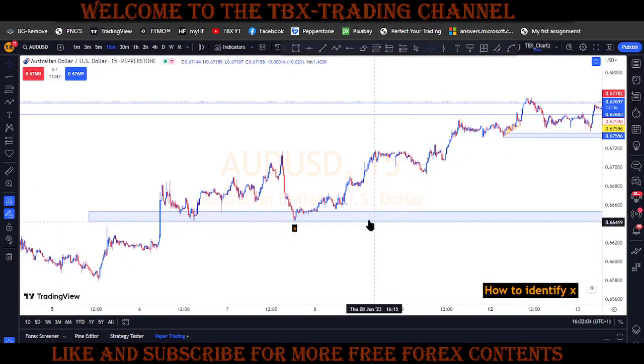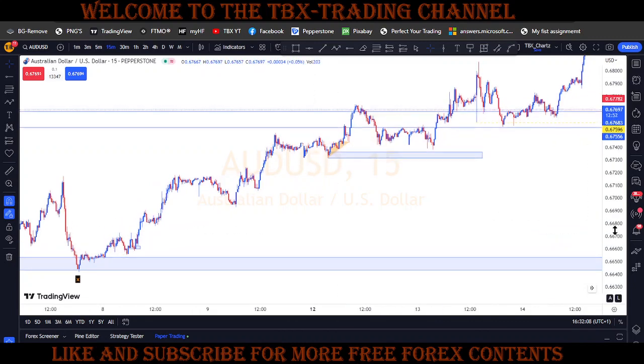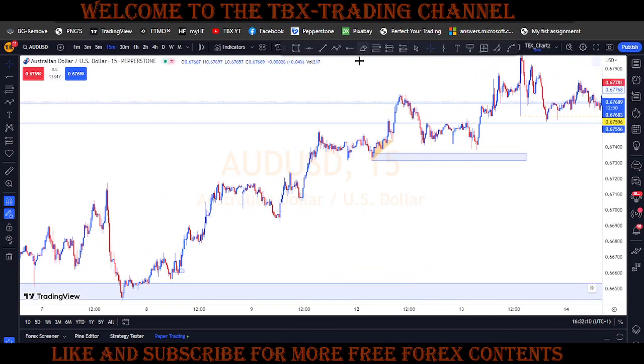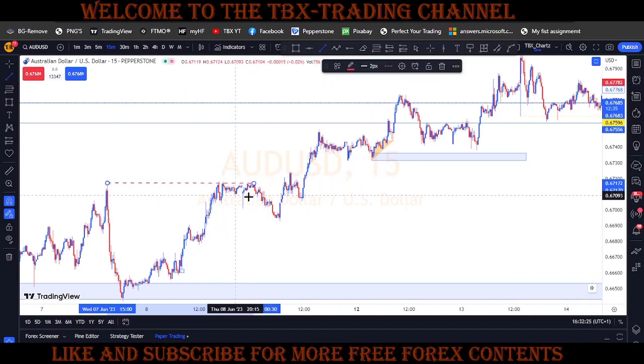So we can find liquidity in equal highs and equal lows. Now, if you look at this chart very, very carefully, you find out that from here to this place is an equal high, or let's say relatively equal highs. From here to the whole of this place, they are relatively equal highs.